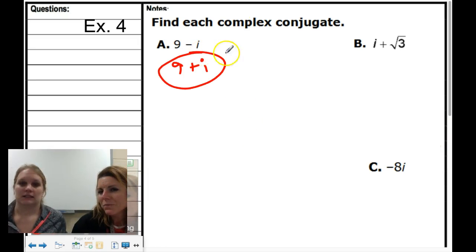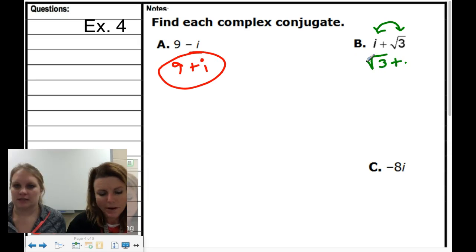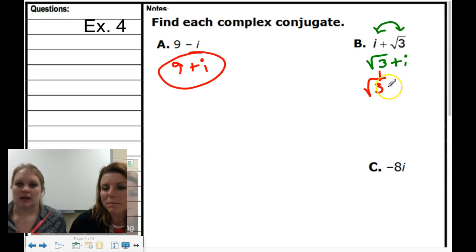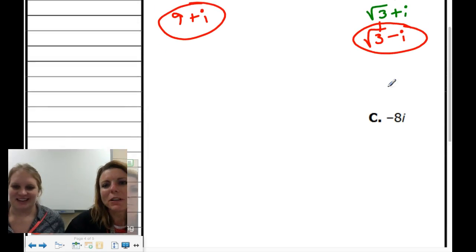Now look at B. Notice the imaginary part comes first. So let's switch the order: square root of 3 plus i. Now the complex conjugate: we keep the square root of 3, change the imaginary part, and now we're going to subtract i. You're done. Isn't that easy? But look at this one now.